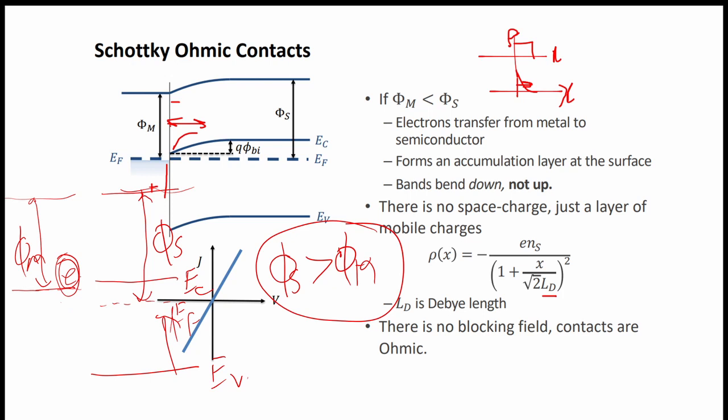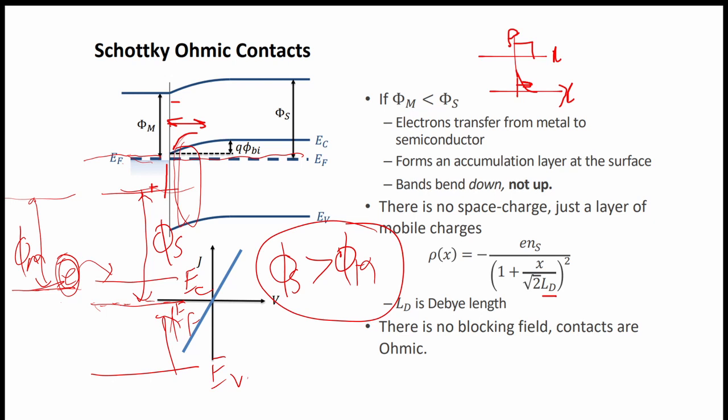So what will happen is the energy of the electrons will flow from the metal to the semiconductor to balance out the energies. Electrons will flow until the Fermi levels are aligned. So at this junction, there will be an abundance of electrons.